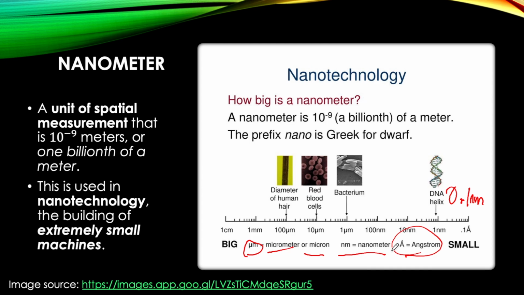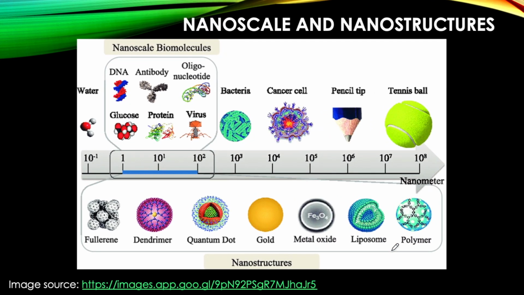So let's move on to the nanoscale and nanostructures. So we have here the nanoscale. This is 1 nanometer here. This is 10 nanometers. This is 100 nanometers, and so on. You can imagine the scale. So again, nanotechnology takes place between 1 nanometer and 100 nanometers.